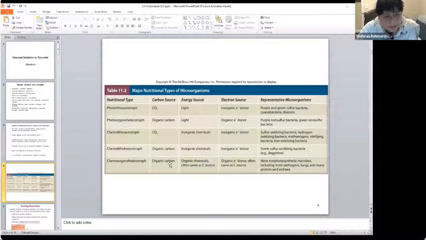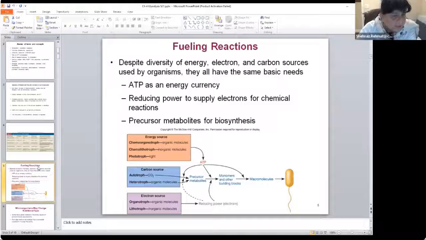Up to now, you have only studied this last group. So I'm going to expand your information on energy production by all these new different types of bacteria now. Okay, so you have only done this one. We need to move on to the others is my idea now. Okay, so we go ahead and talk a little bit about fueling reactions.